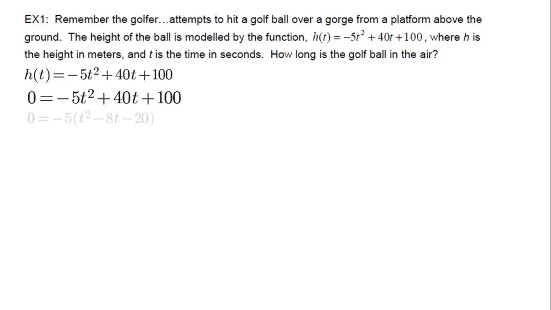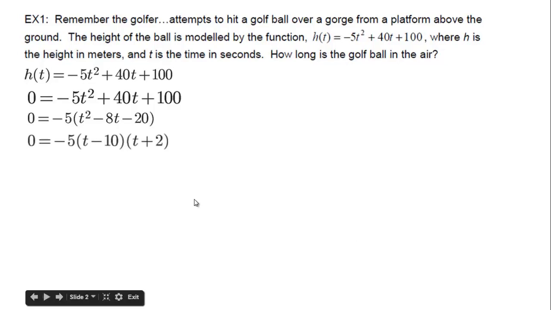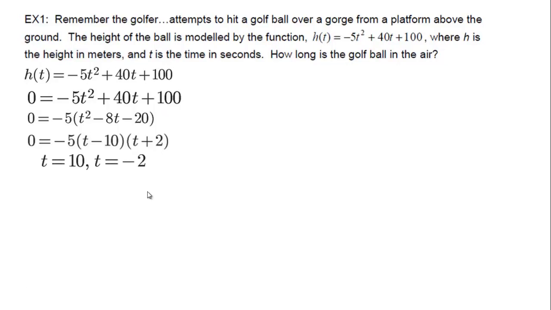So one of the best ways to do this is to factor it. You can take out a -5 because you don't have a complex trinomial. Things are simpler than they look. Literally, it's a simple trinomial. If you're going to use the quadratic formula, you kind of want to recognize that the -5 doesn't really matter, but this one actually factors fairly nicely. We get t equals 10 and t equals -2.